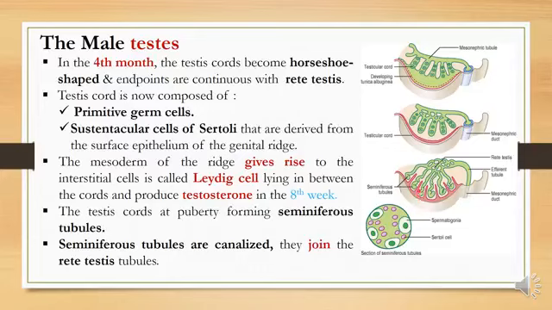lying between the cords and producing testosterone in the 8th week. The cords, at puberty, form seminiferous tubules.